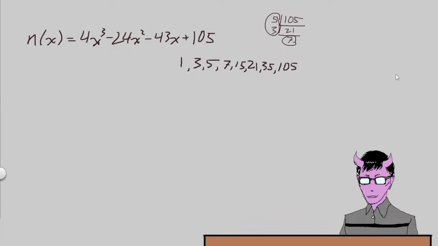Here are all the candidates for 105. We've got to find the candidates for 4: 1, 2, and 4, in terms of the unique factors, plus or minus.